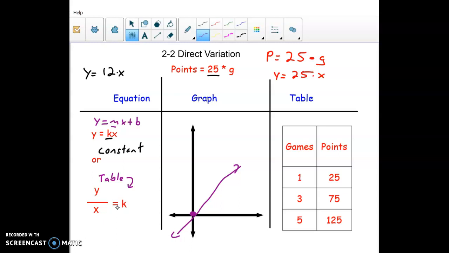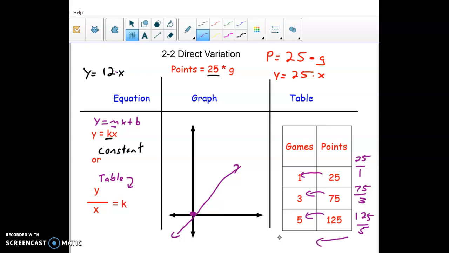Again, I think this is what gets super confusing: a direct variation is y equals some constant number times x, but in a table, you don't multiply, you divide. The way you can tell a constant variation is if you divide these pairs and they're always the same. So if I divide y by x, 25 by 1, 75 by 3, and 125 by 5, all of those come out as a constant number of 25.